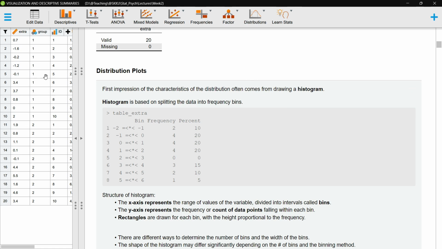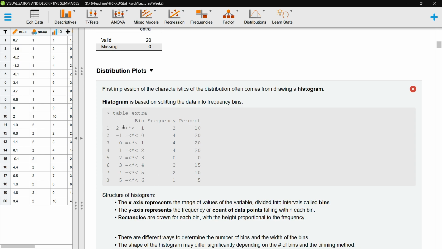So for this case, we have the extra hours, right? And we need to create the bins. In this example, we create 8 different bins: from -2 to -1 for the first bin, and the second one is -1 to 0 extra hours, right? And for each interval bin, we need to count the number of observations. For the first bin, we have 2 observations, and for the second bin, we have 4 observations.